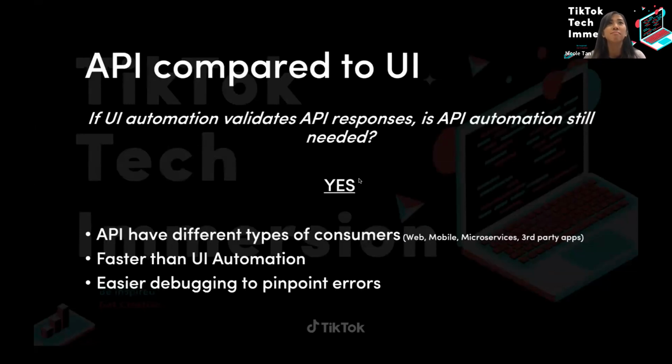Yeah, so like I mentioned a while ago, if UI automation validates API responses, is API automation still needed? And the answer is yes. The reason is API has different consumers. Not only the web, not only the mobile consumes the API, but we also have microservices. Sometimes we have third-party apps calling our API, depending on your application. So it's always good to have API testing.